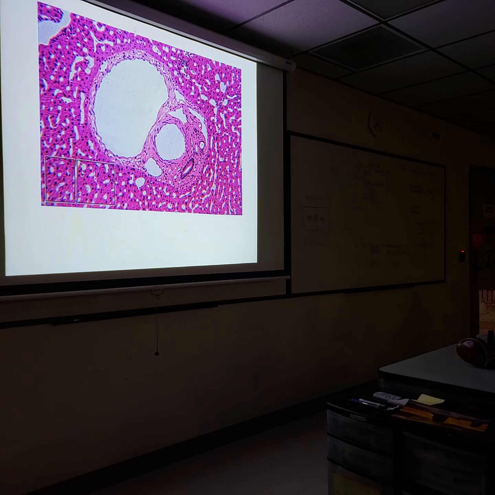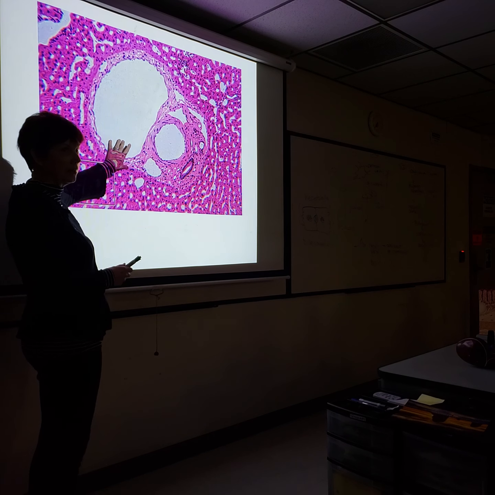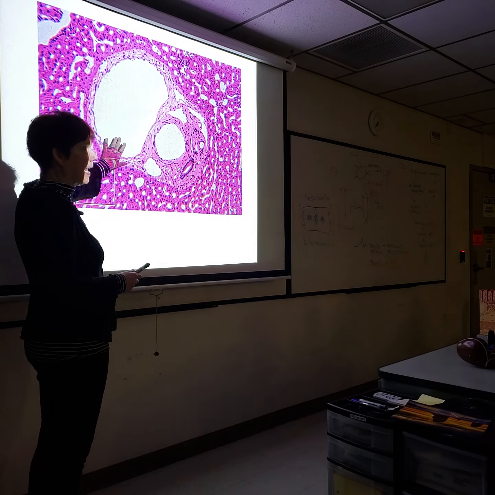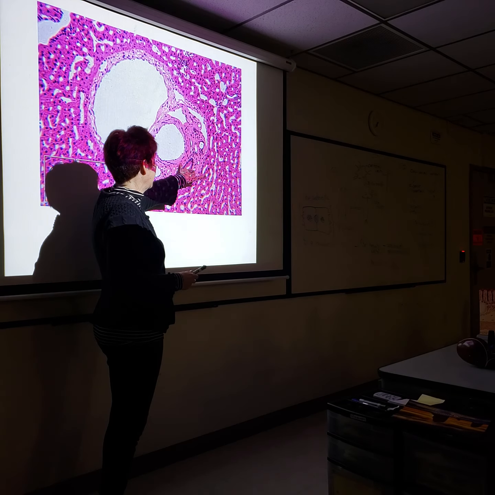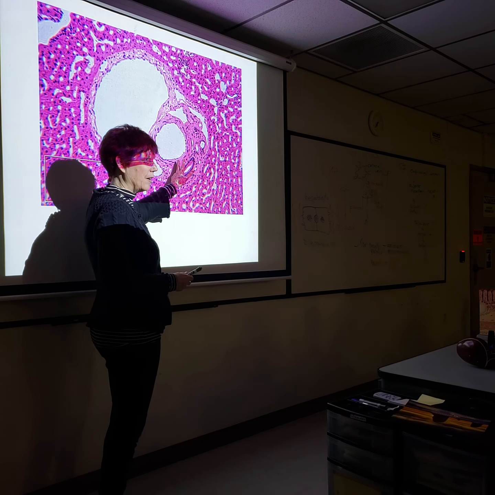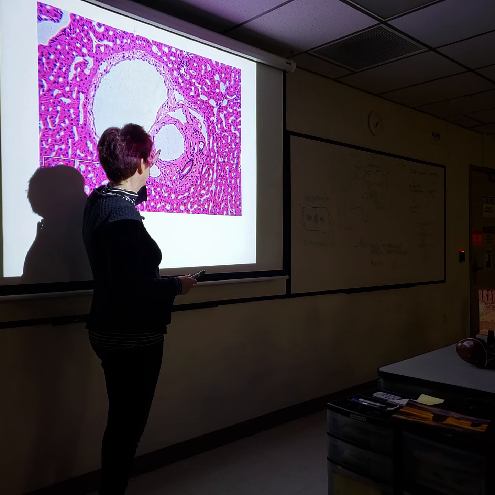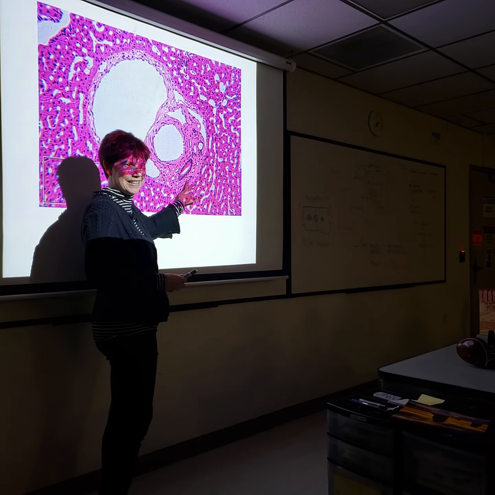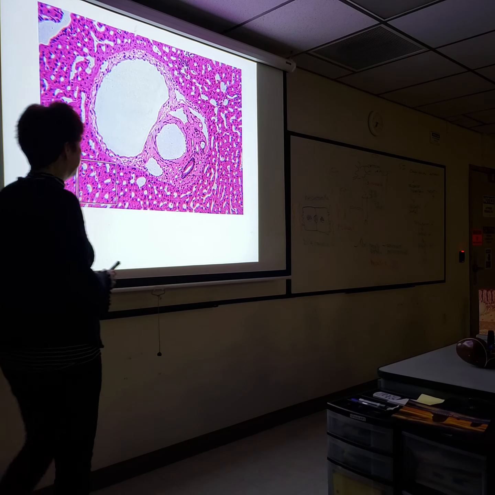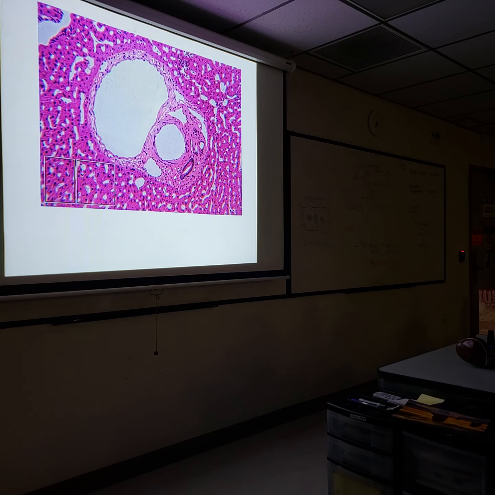Here's a hepatic portal triad. So we have the large, thin-walled branch of the hepatic portal vein, and a smaller diameter branch with more layers of smooth muscle given the radius, compared to the amount of smooth muscle for the diameter of that. And here's the bile duct. Okay.